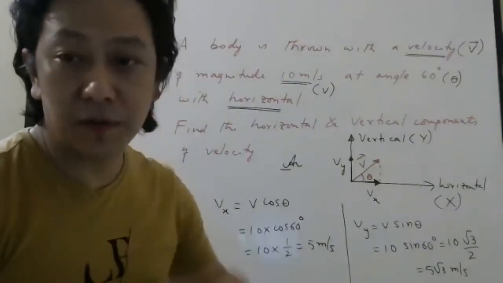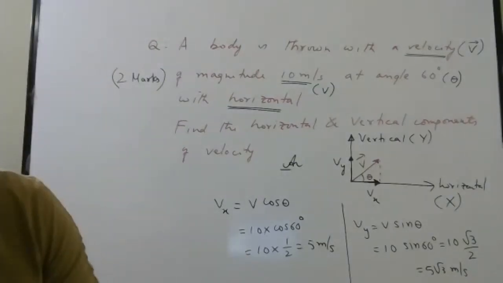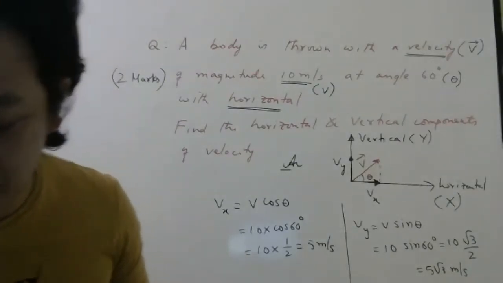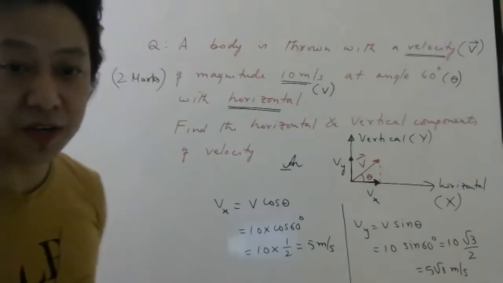So this is how we have to find components of a vector. Those who have missed the last class, please revise first. Otherwise, it will be difficult to understand.